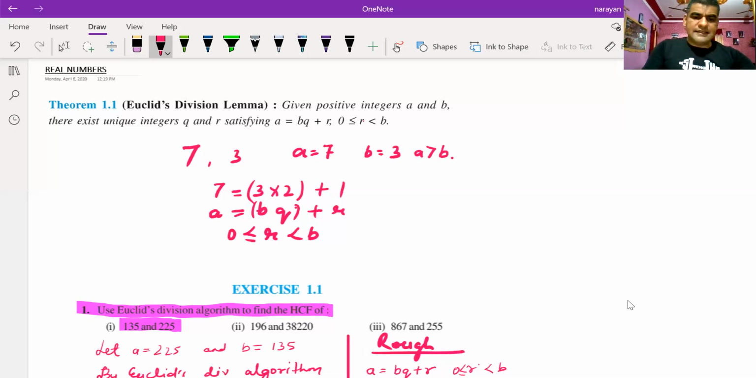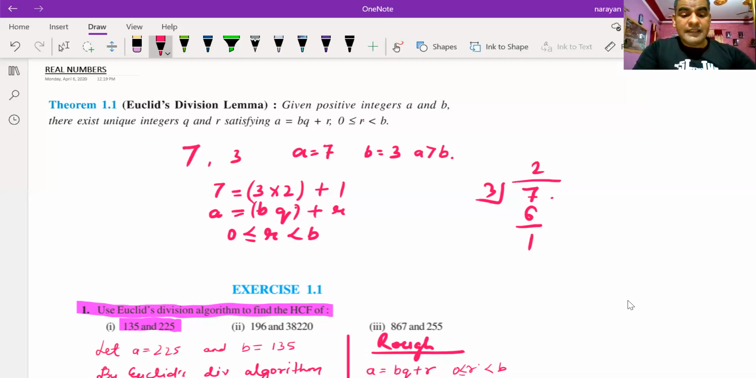So let us understand, this is 7 and 3. How can we represent 7 in the form of 3? If I write 7 over here and 3 over here, we know that 3 twos are 6 and 1 is the remainder. So that means we can write 7 = 3 × 2 + 1, where 3 is the divisor and 1 is the remainder. So similarly, we can do other examples also.